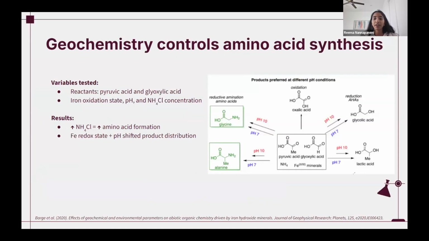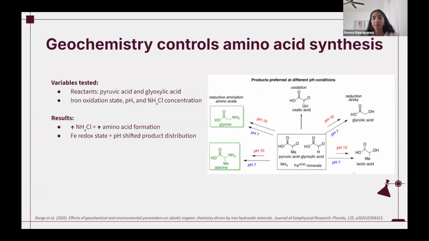So in the first paper by Barge and colleagues, they looked at two simple organic precursors, pyruvate and glyoxylate. They tested these precursors in the presence of ammonia and iron hydroxide minerals, which can then create products such as alanine and glycine, which are two of the simplest amino acids. The researchers varied the iron oxidation state, the pH, and the ammonia concentration. This was necessary to mimic the very diverse environments of realistic planetary environments.